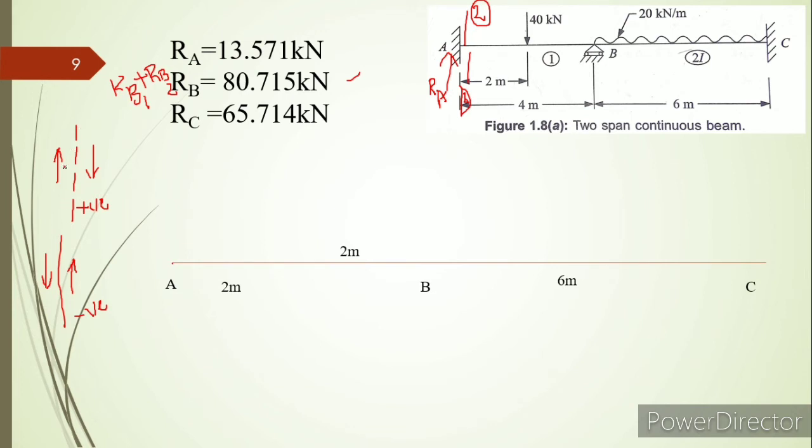This is the condition: if the force is acting in the upward direction on the left hand side of the section, then it will be taken as positive. So here RA is in the upward direction, which is also on the left hand side of the section. Hence RA is equal to plus 13.571. Shear force at the section A, right of the section, is equal to RA, which is 13.57 kilonewton, and mark the shear force here at the support A.